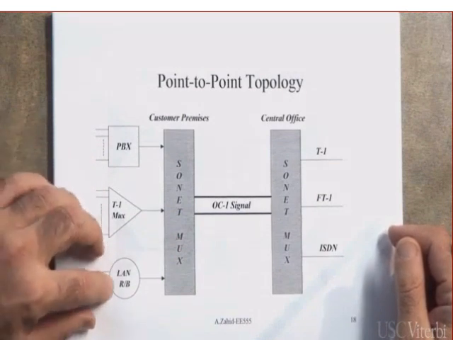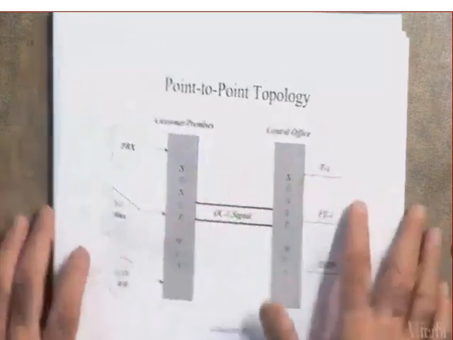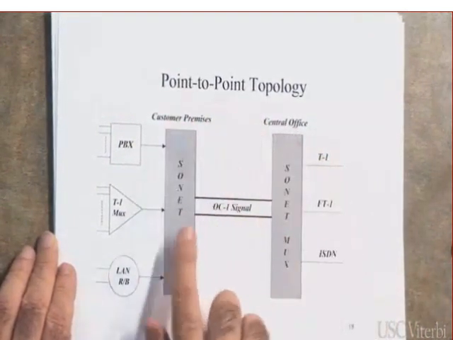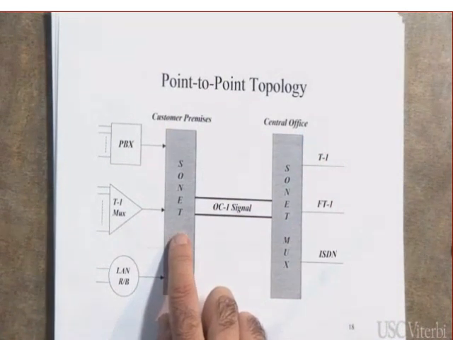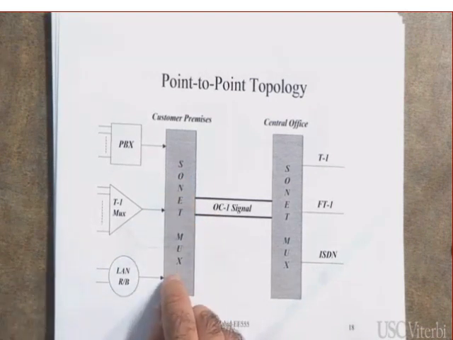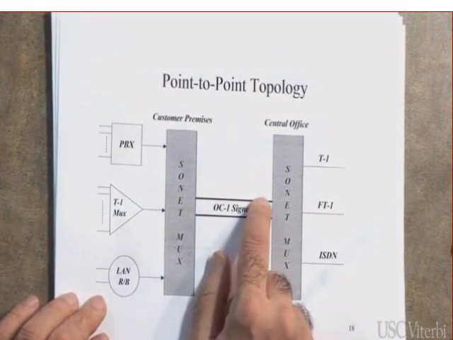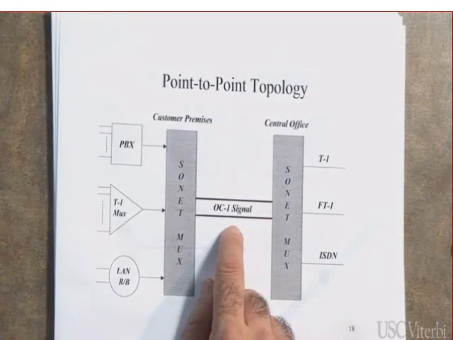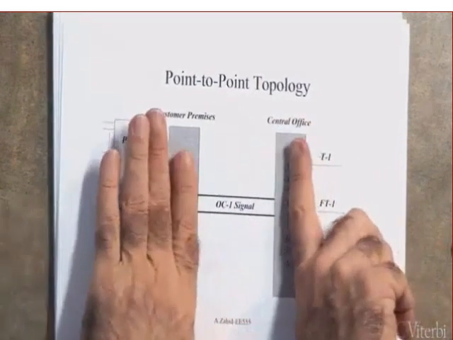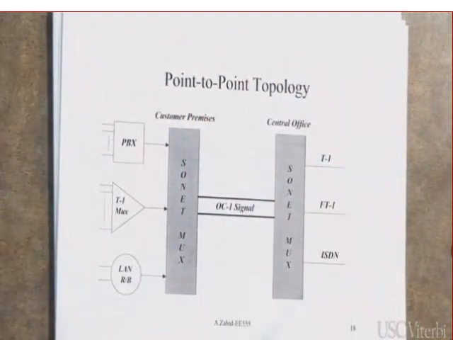So besides the PBX, we do have several T1 muxes here. We do have a LAN, local area networks, routers, bridges, and so on and so forth. All of these are generating traffic. They get multiplexed with the SONET equipment, which is located at the customer premises in the company. And then in the photonic layer, the digital signal will be converted to optical signal that goes over a pair of fiber. This is the fiber here. Clear? Okay, to where? To the SONET equipment in the central office. So we call it a point-to-point from the customer to the central office. Clear?